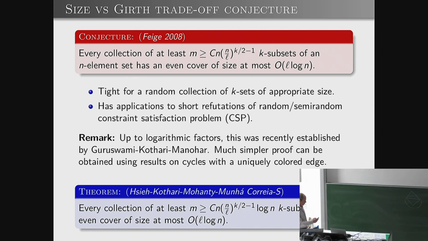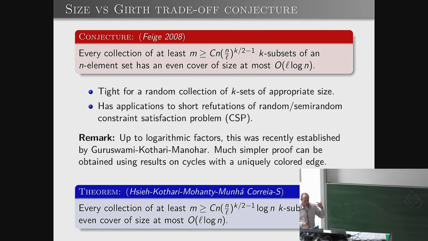What we are going to prove is a joint result which I got with Hsieh, Kothari, Mohanty, and my PhD student, David Correa. We show that this conjecture of Feige is true if we add one logarithmic factor. So if you have n times (n over L) to the power k over 2 minus 1, times log n, k-subsets on an n-element set, we have a short linear dependence, or short even cover.